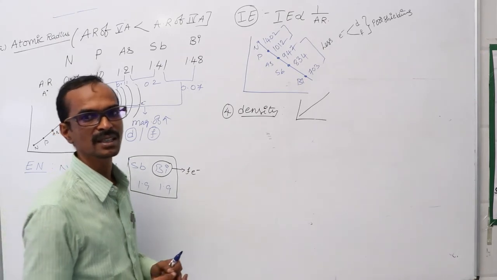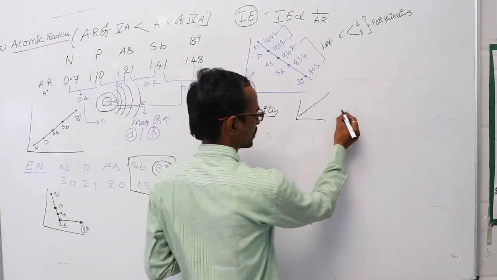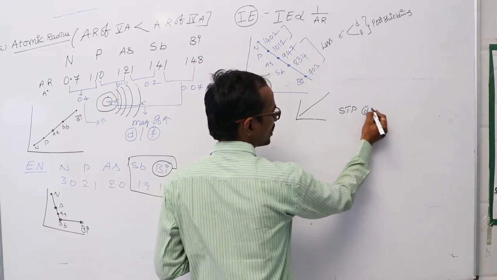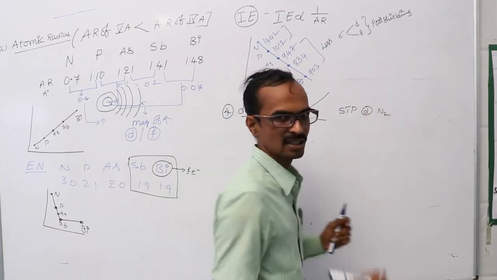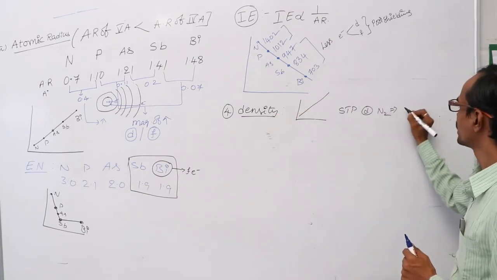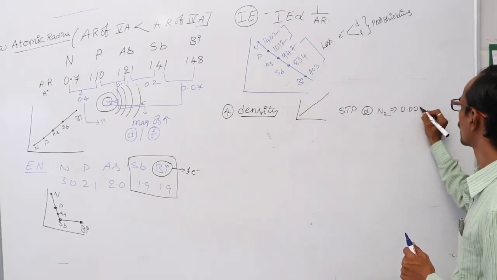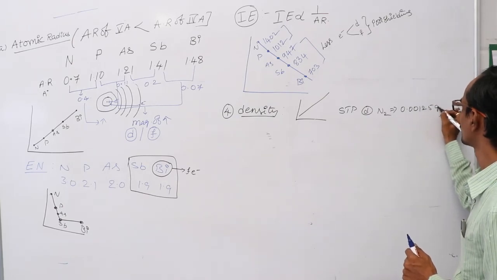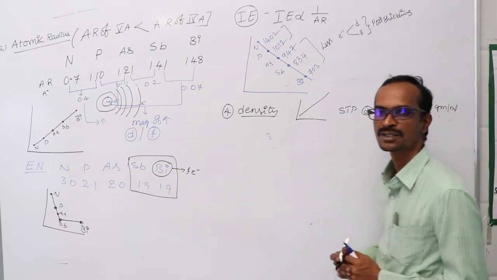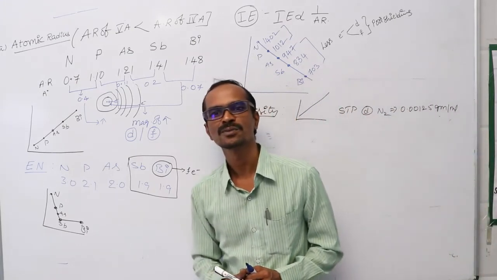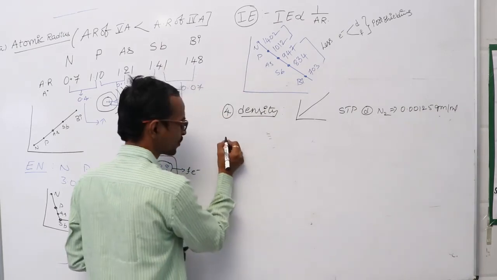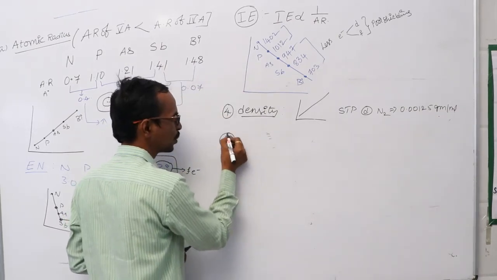At STP conditions, the density of nitrogen gas will be 0.00125 grams per milliliter. And the next property I would like to discuss is allotropy.